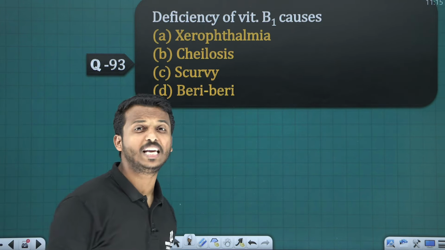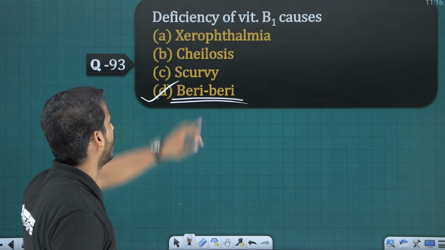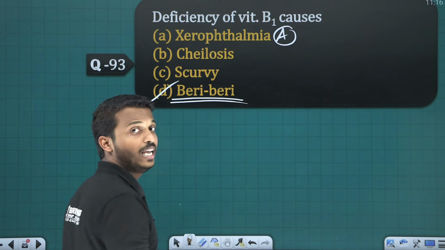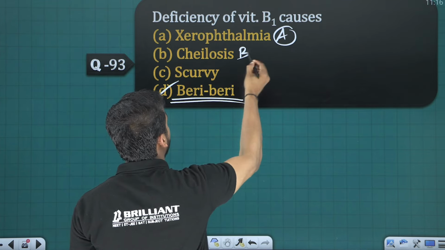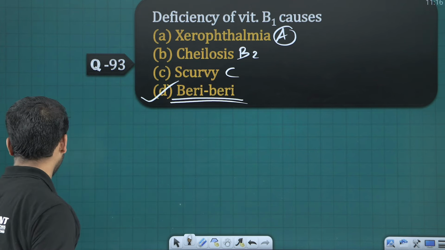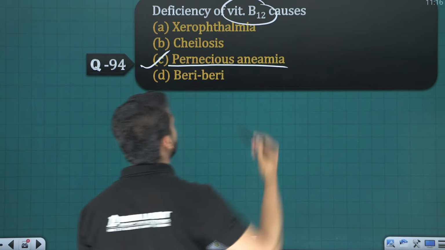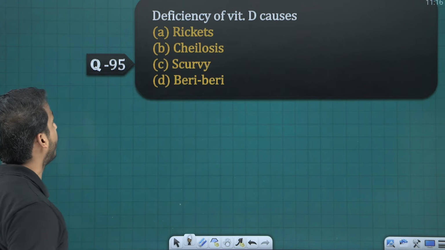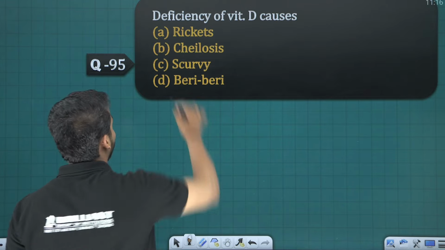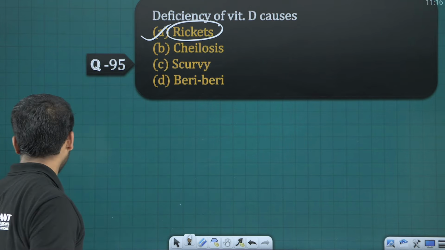Deficiency of vitamin B1 causes beriberi. Remember, okay? Xerophthalmia or night blindness, cheilosis, convulsions and others are due to other vitamins, B2 and so on. Scurvy is because of vitamin C. Deficiency of vitamin B12 causes pernicious anemia. Deficiency of vitamin D causes rickets, bone deformities. Related to bone, rickets is by vitamin D.